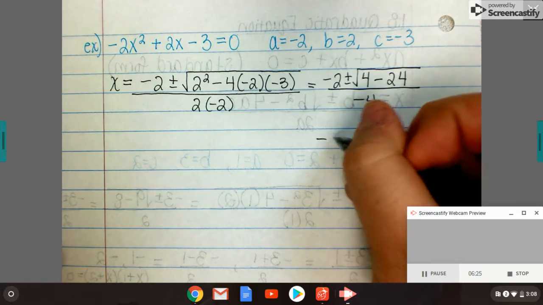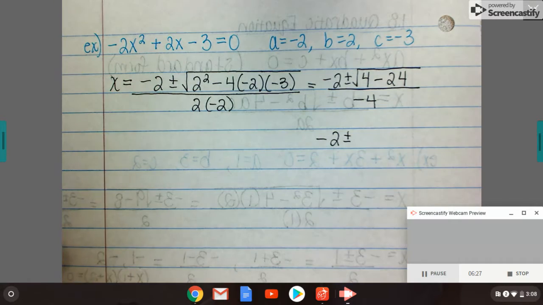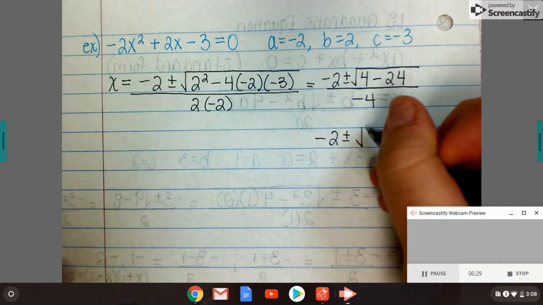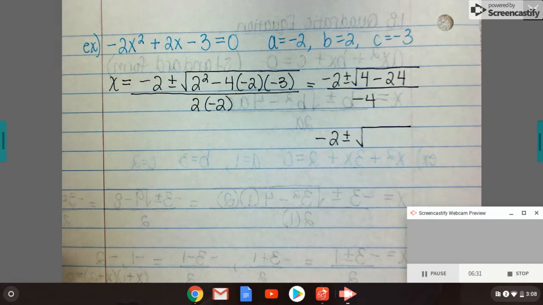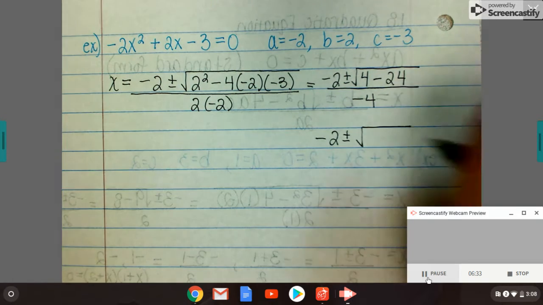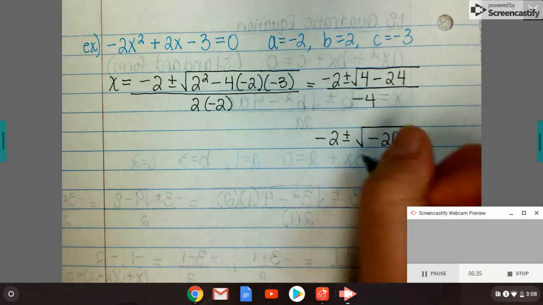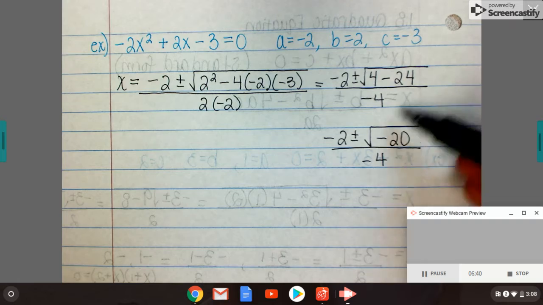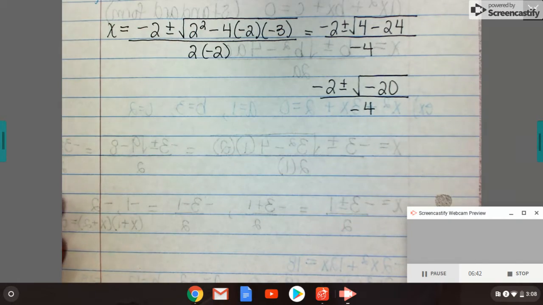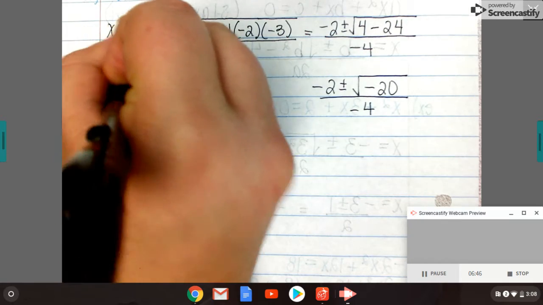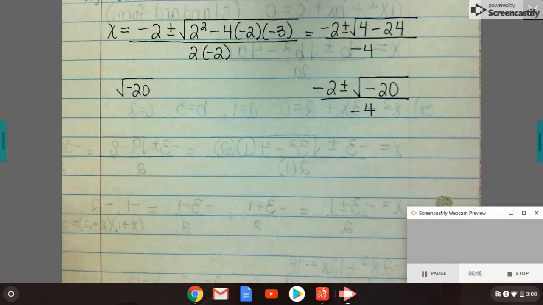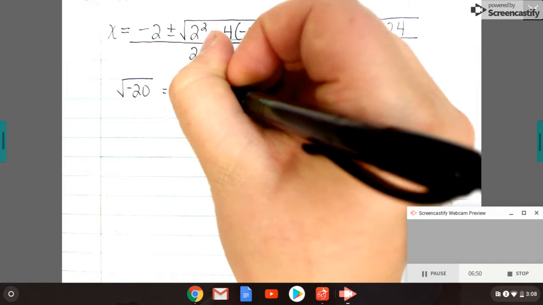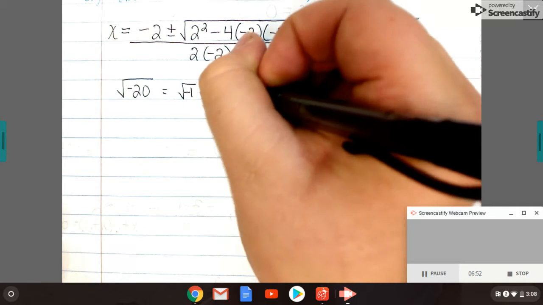I've got then simplifying inside my square root again. 4 minus 24 is the square root of -20 over -4. I can make this -20 look a little nicer. Let's factor it. I'm off to the side. I'm going to come over here with my square root of -20. And let's make that be first the square root of -1 times the square root of 20.